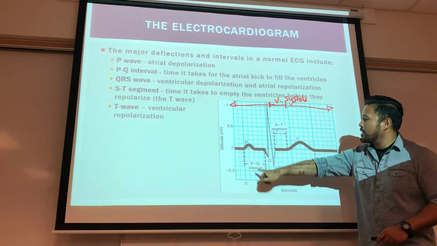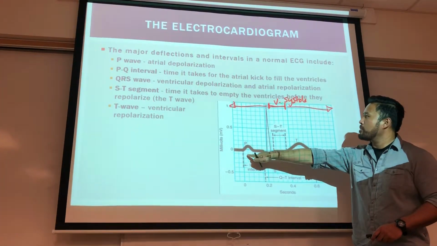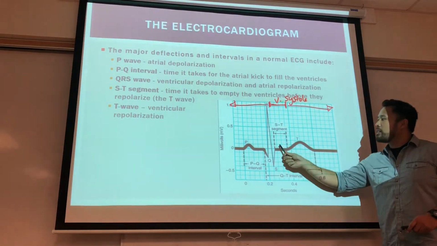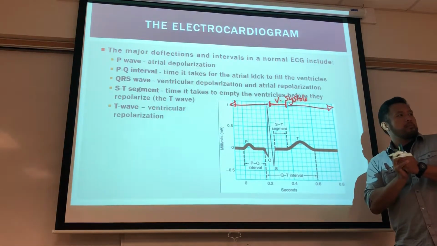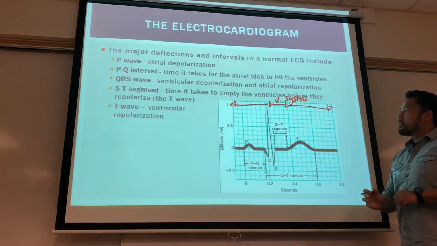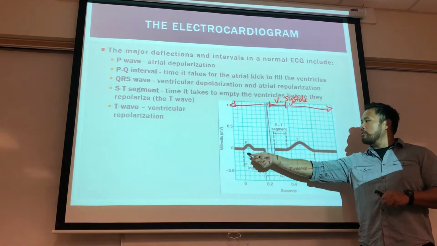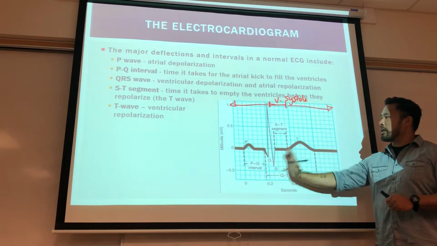Is there enough time in the PQ interval? Is the PQ interval appropriate enough? Is it long enough to be able to fill the ventricles up? Because it's one thing if, during the ST segment, the ventricles can squeeze enough blood out. But can they also be filled by the atria during atrial systole? So these are the things to consider when you're looking at an ECG.